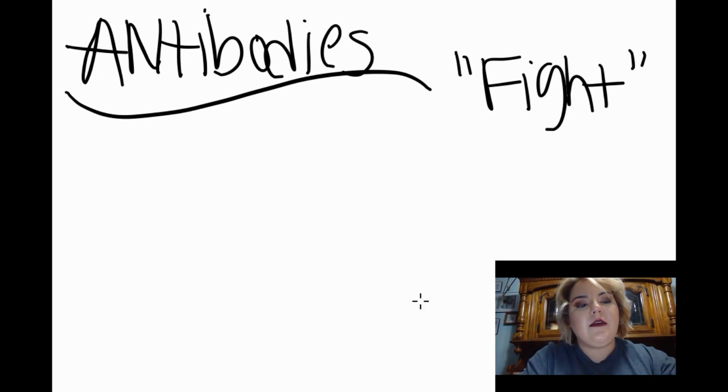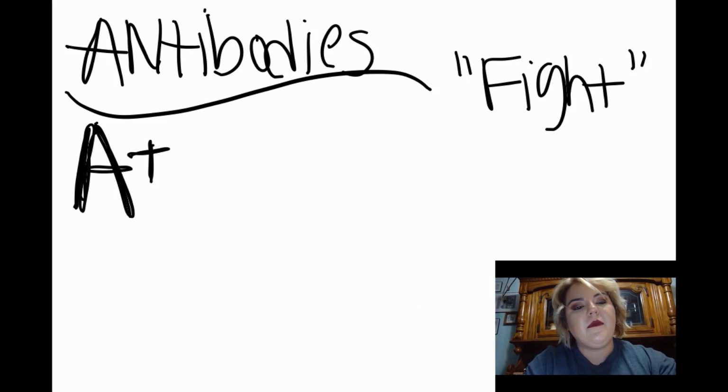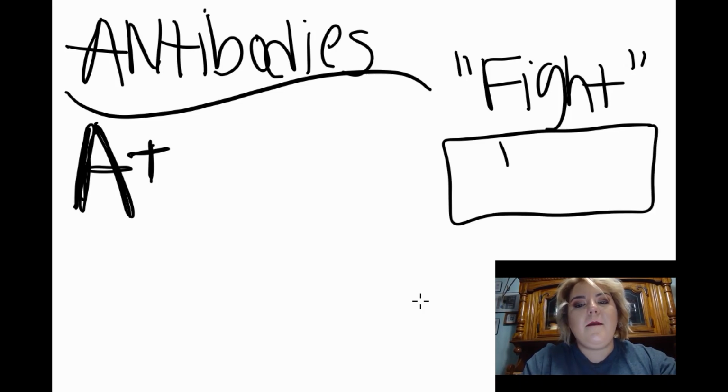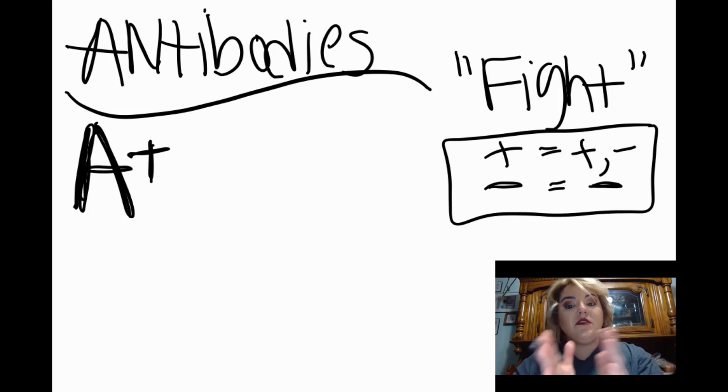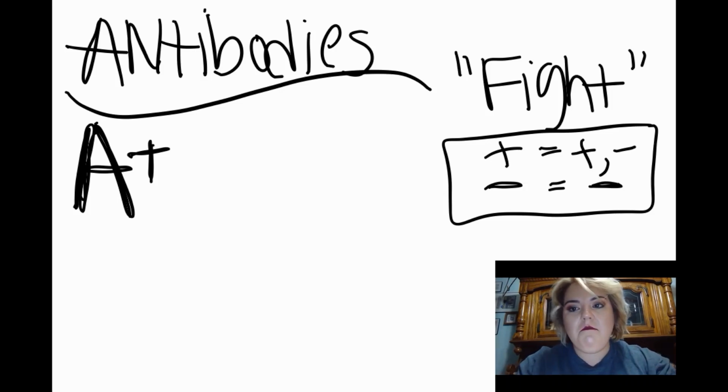So let's use an example so we can see this a little clearer. So let's say that we have A positive blood. Now, side note here, positive blood can get positive or negative. Negative blood can only receive negative blood. You can't give a positive to negative, but you can give negative to positive. Okay?